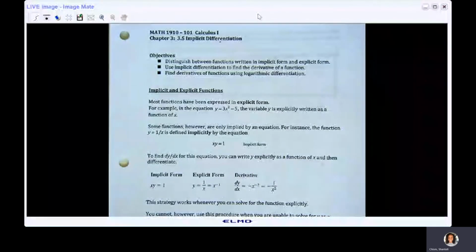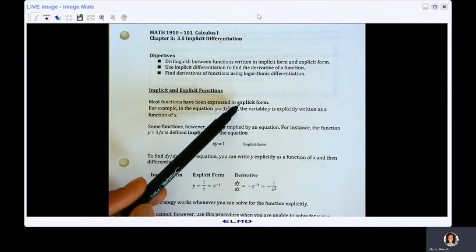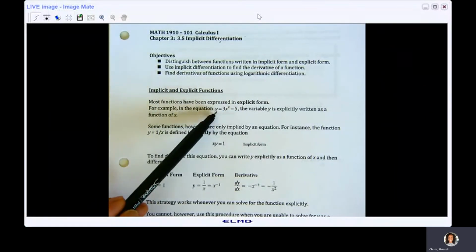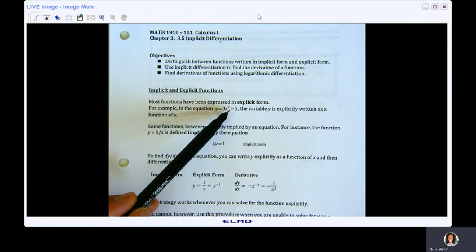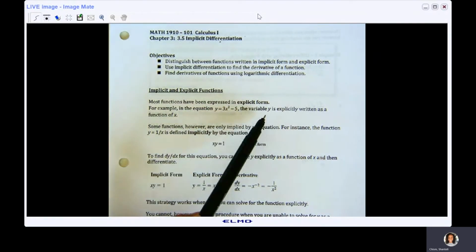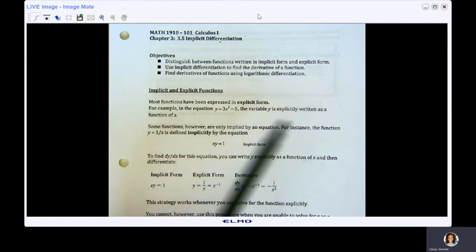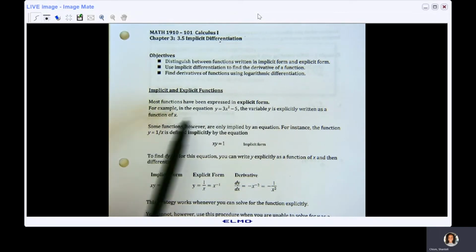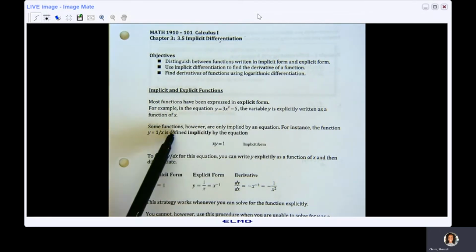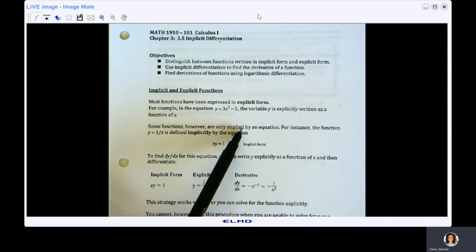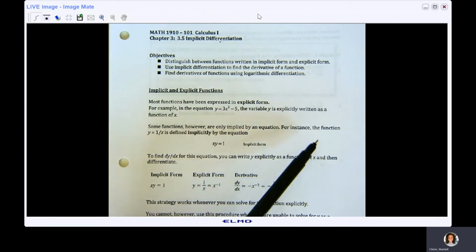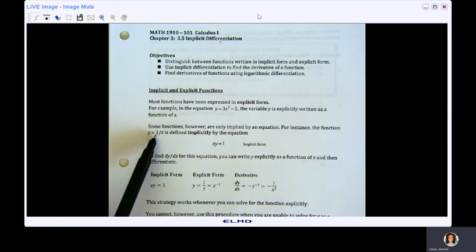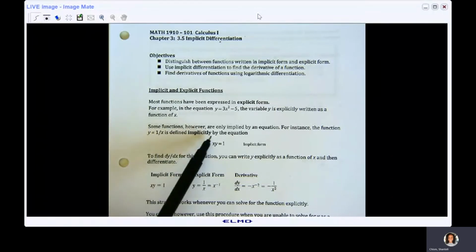So most functions have been expressed in explicit form. For example, you've got the function y equals 3x squared minus 5. And the variable y is explicitly written as a function of x, which we can clearly see. Some functions, however, are only implied by an equation. For example, the function y equals 1 over x is defined implicitly by the equation x times y equals 1.